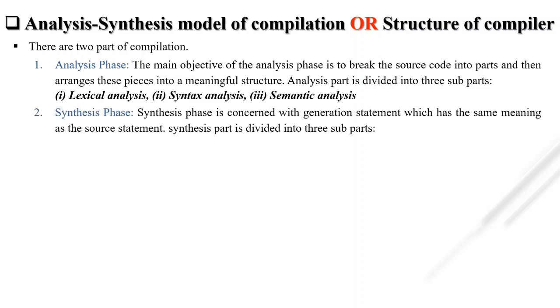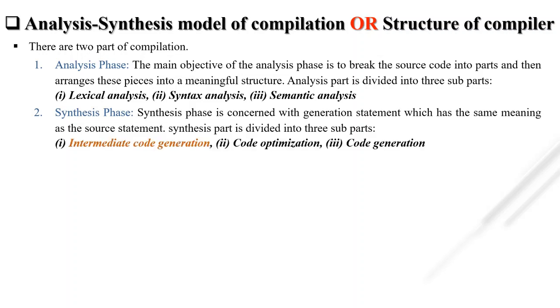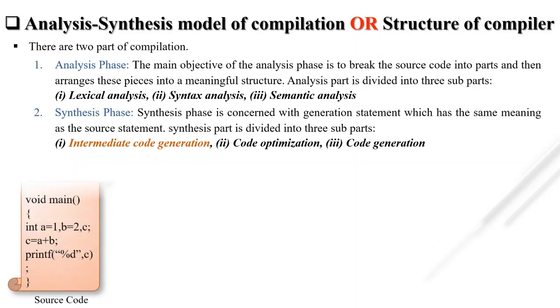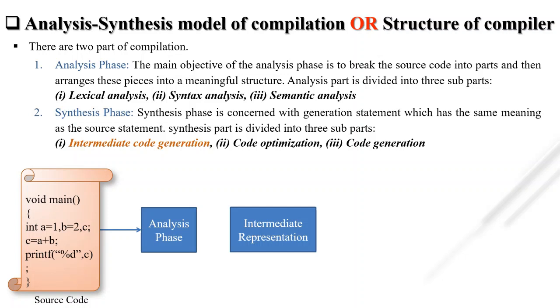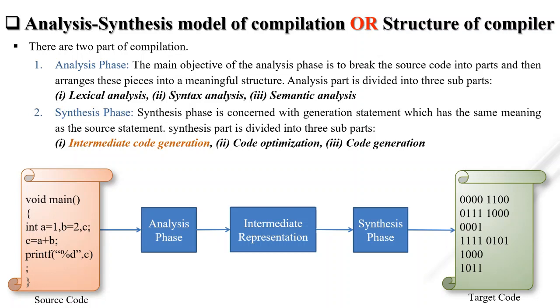So the next is synthesis phase. In synthesis phase, it generates the statement with the same meaning as the source program but in a different form. It is also further divided into three parts: intermediate code generation, code optimization, and code generation. So here source code is passed through the analysis phase, then the semantic analyzer's output is taken by intermediate representation to make intermediate code, and this intermediate code is taken as an input by synthesis phase for code optimization and code generation to produce the target code.